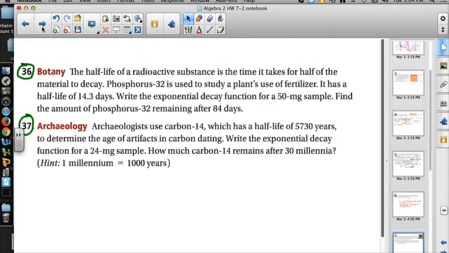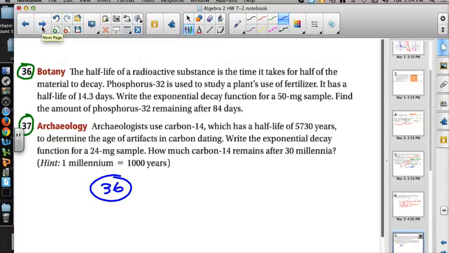Number 36 is talking about half-life, and this is something that we didn't really have any examples that deal with, but it's so important that I wanted to make sure I covered it. It says the half-life of a radioactive substance is the time it takes for half of the material to decay. Phosphorus 32 is used to study a plant's use of fertilizer. It has a half-life of 14.3 days. Write the exponential decay function for a 50 milligram sample and find the amount of phosphorus 32 remaining after 84 days. So here's what we do know.